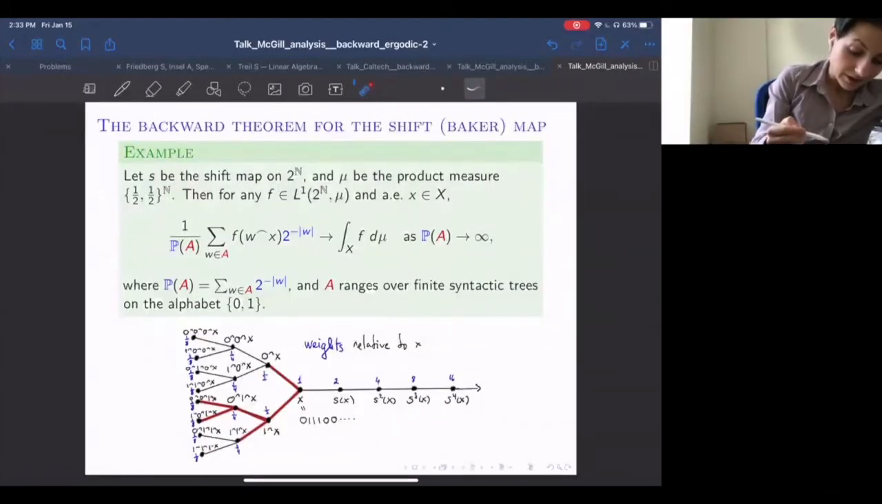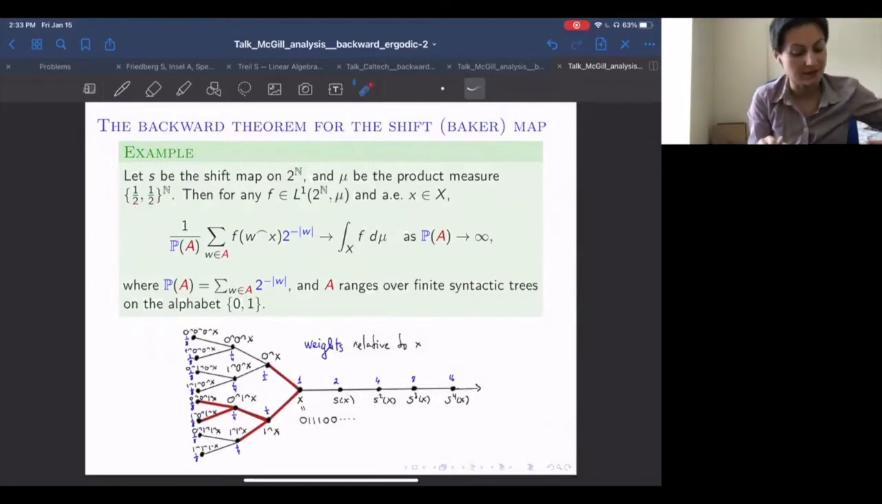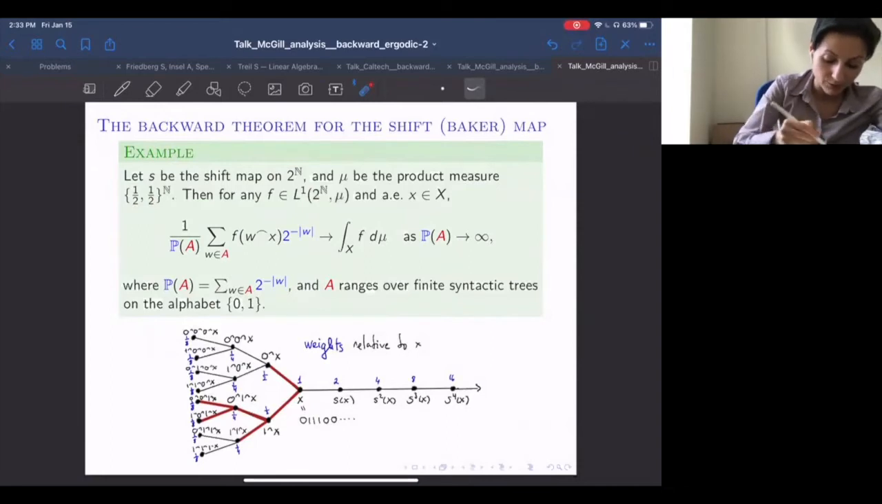For the shift example, it's because the measure is, I guess, a Markov measure. In fact, if you take the 1/2 measure, then you can calculate these weights explicitly. I told you what the weights were. If you declare the weight of x1, then the weights of the pre-images are 1/2, 1/2, and the weight of the image is 2, and so on. So the weights are clear here.